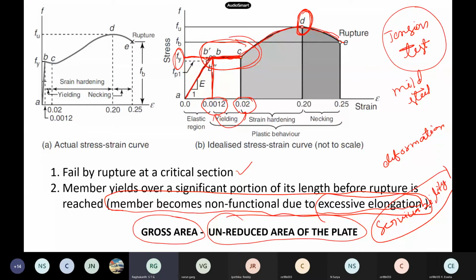So for the gross yielding, what was the condition, what is the limit state here? Any of you remember what is the limit state? Why is it that for the gross section, Fy only is very important for us? What happens?